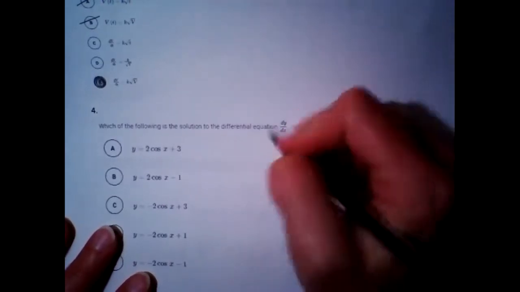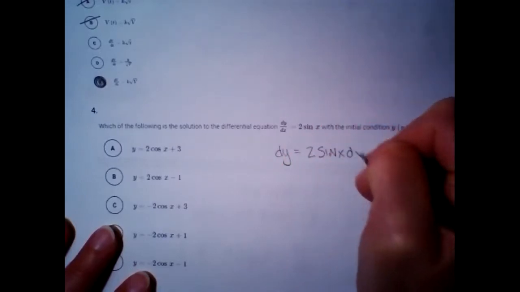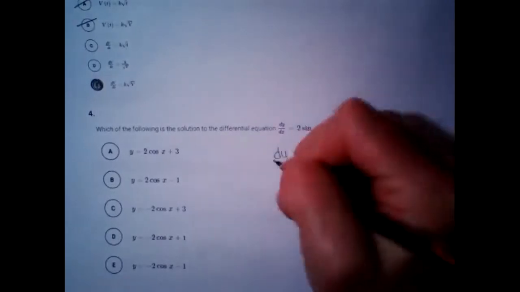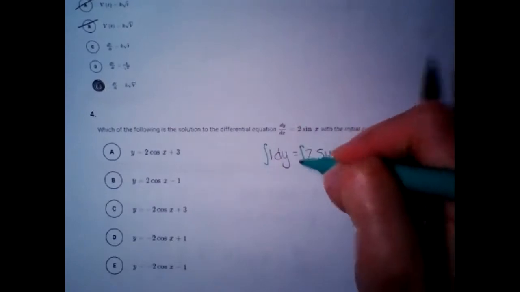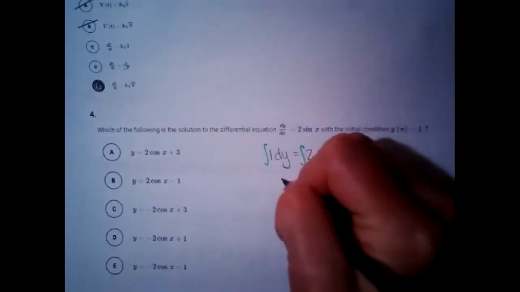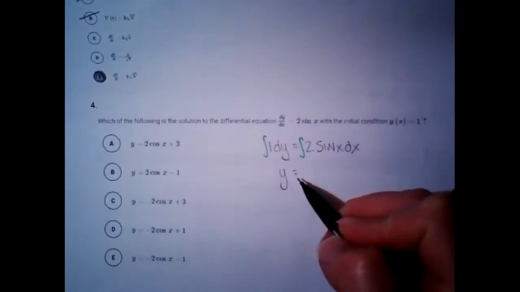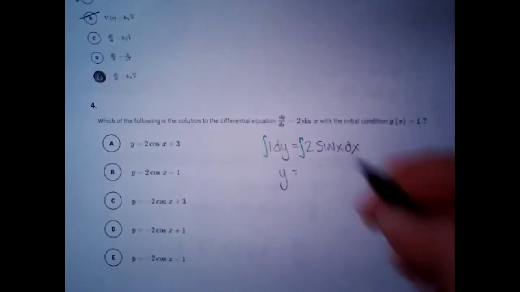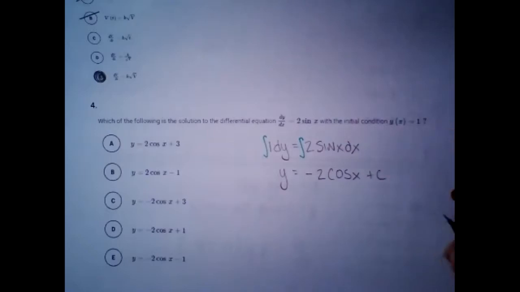So I'm going to multiply the dx over. And then we're going to do the antiderivatives. And if you want to put a 1 over here to remind yourself there's a 1 there, you can do that. And so this antiderivative would just be y, which is nice because that's your goal. You want y equals. And then we need an antiderivative for sine, which would be negative cosine. So this is -2 cosine of x plus C.